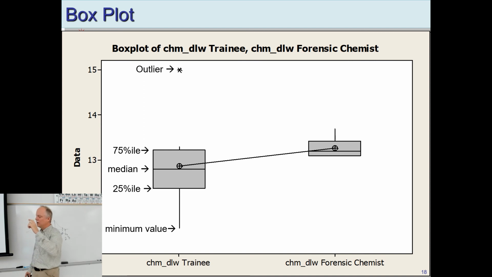Those boxes are the quartiles. So 25% of the data is below the box, 25% of the data is above the box, and the box contains the middle 50%. And if those boxes overlap, it's saying that the trainee and the forensic chemist have pretty much the same answer, the same means. But the little sticks coming out are whiskers, so these are box and whiskers plots, or box plots. If they're dramatically different in their size, they have different variances. So this shows that the trainee is much more uncertain in terms of their data.